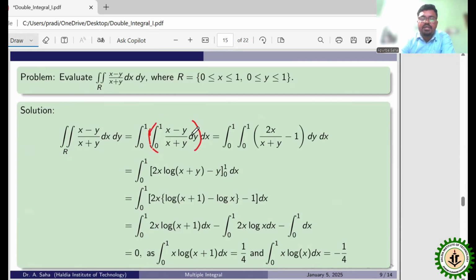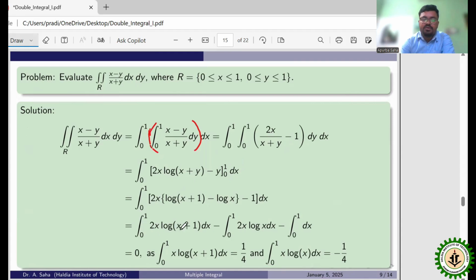Here we will treat x as constant. Then see, this one can be written as 2x by (2x plus y) minus 1, dy. And so for this one, we get 2x log of (x plus y), because we treat x as constant, minus y, and here y runs from 0 to 1. Now if you put the limit of y here, then you will have this one.